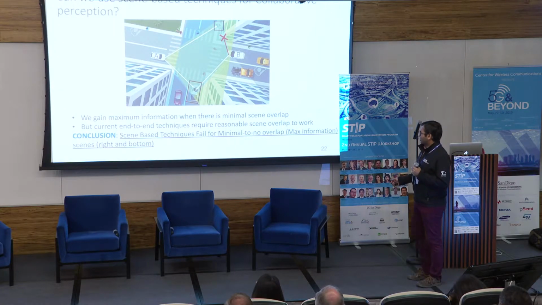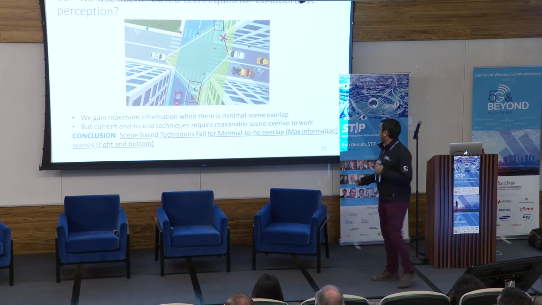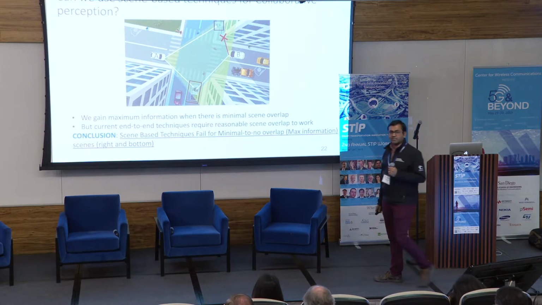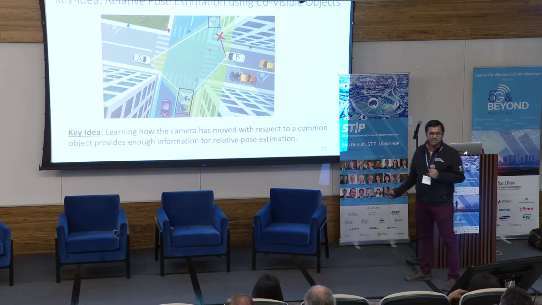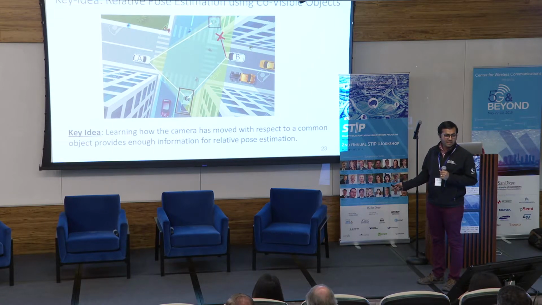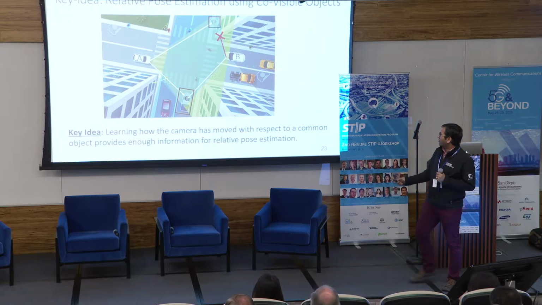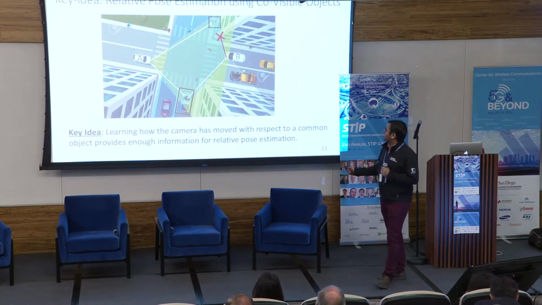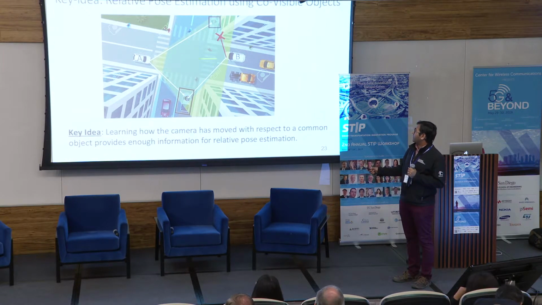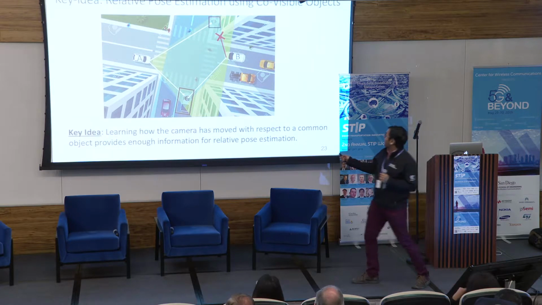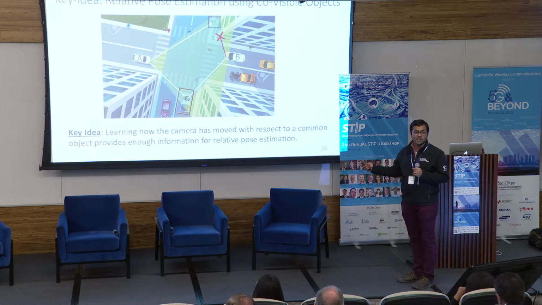So scene-based techniques will fail for minimal to no overlap, in order to maximize the information. So now, to maximize the information, here's our key idea. In this context, we'll take a look at this car C, which, even though these two cars A and B have perpendicular or orthogonal views, is still visible from A and B. So what you will do is estimate the geometry of C with respect to A and B, and use that commonality to figure out the orientation between A and B, and then use that to understand where this pedestrian is located.